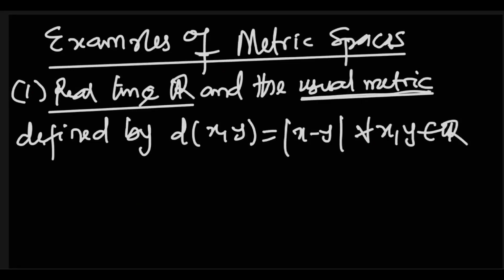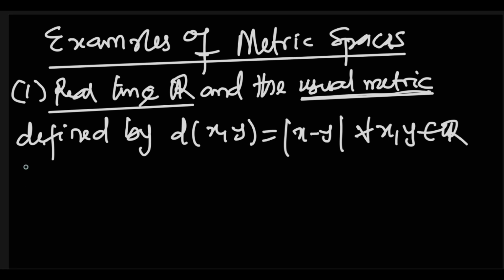So now we're going to be dealing with examples of metric spaces. We actually want to prove that any given metric is actually a metric. And what are you going to do? You're going to show that it satisfies the 4 axioms that we've known from the first video.